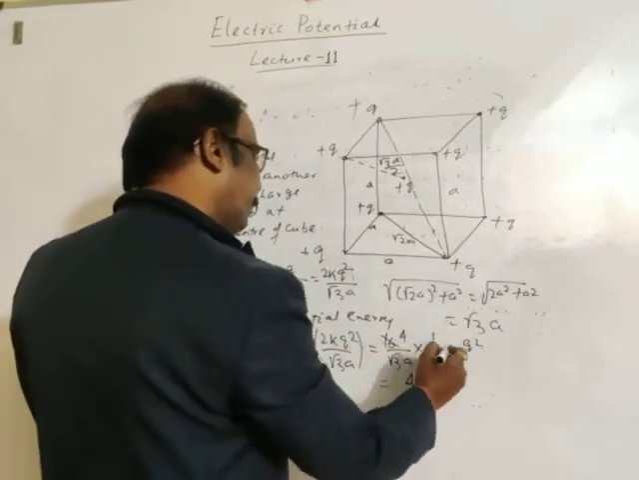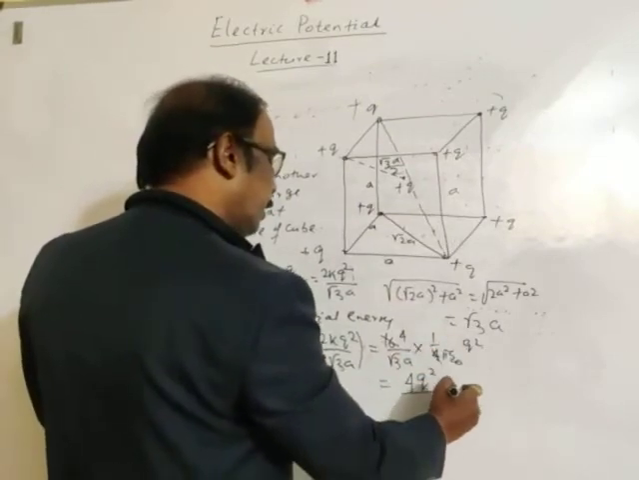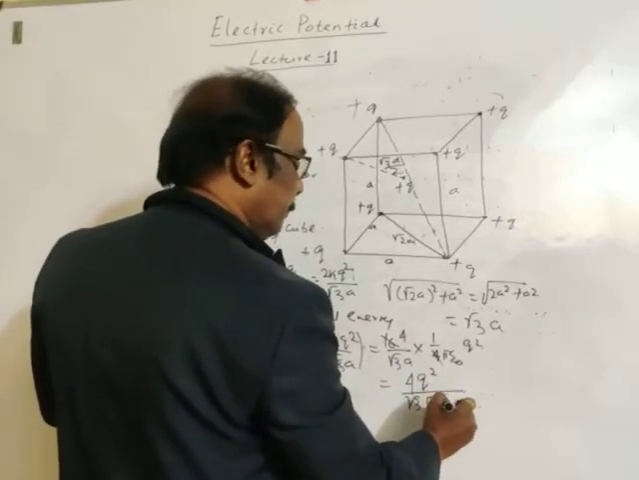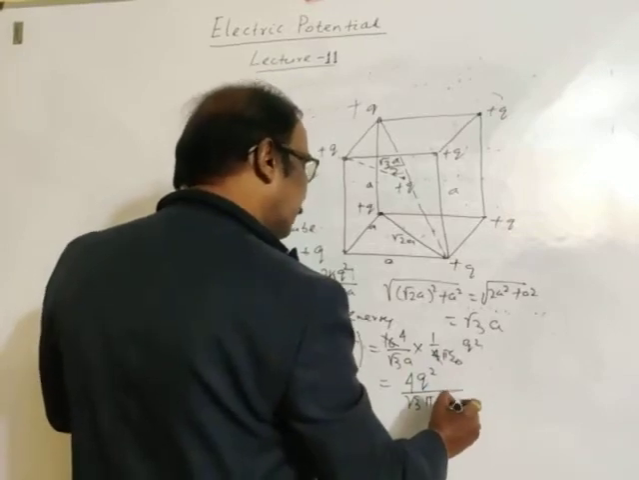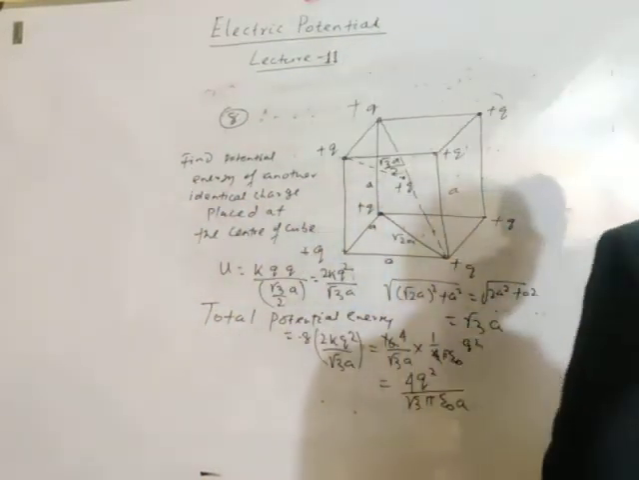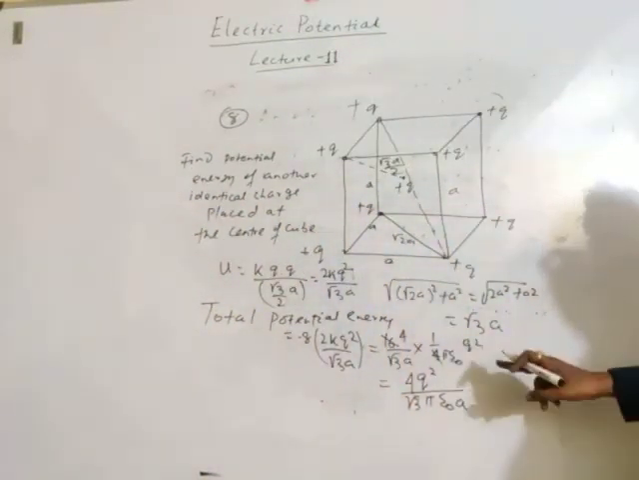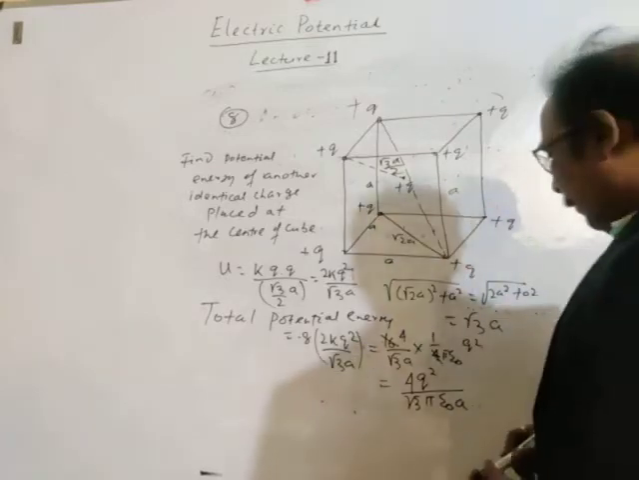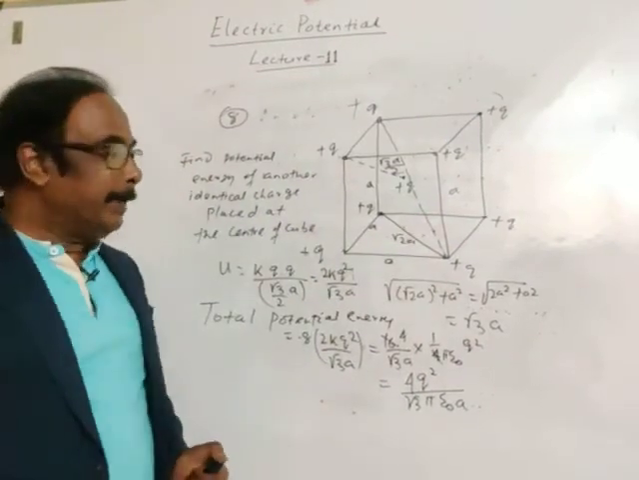Then solving we will get 4 q square divided by root 3 pi epsilon naught into a. Take it cost. 4 q square divided by root 3 pi epsilon naught a. This is potential energy of another identical charge placed at the center of the cube. Okay. Final, complete.